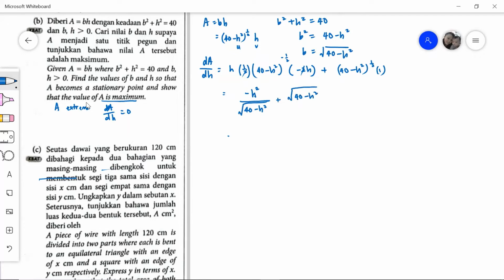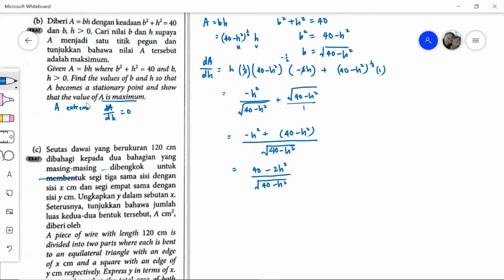And let's combine this together. So find the lowest common multiple, the square root of 40 minus H squared. When you multiply itself one more time, we will have 40 minus H squared over the square root of 40 minus H squared. Open up the bracket. So negative H squared plus 40 minus H squared. So we have 40 minus 2H squared over the square root of 40 minus H squared. So this is dA by dH.